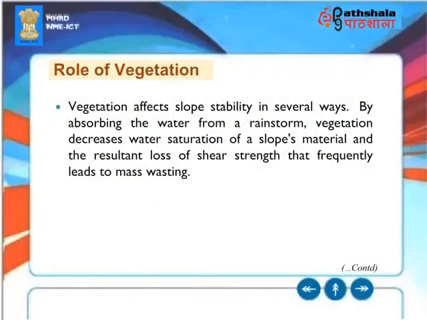Role of vegetation. Vegetation affects slope stability in several ways. By absorbing the water from a rainstorm, vegetation decreases water saturation of a slope's material, and the resultant loss of shear strength that frequently leads to mass wasting.